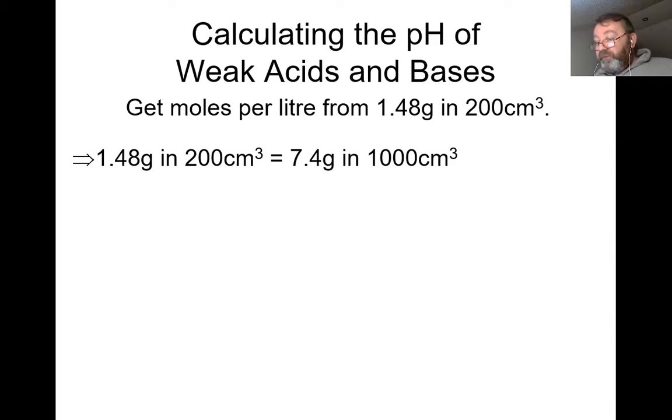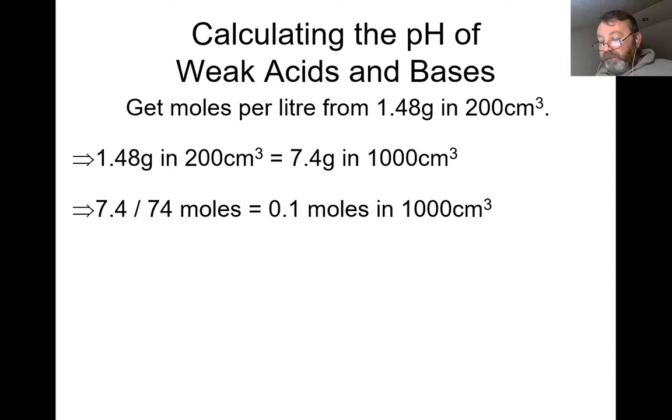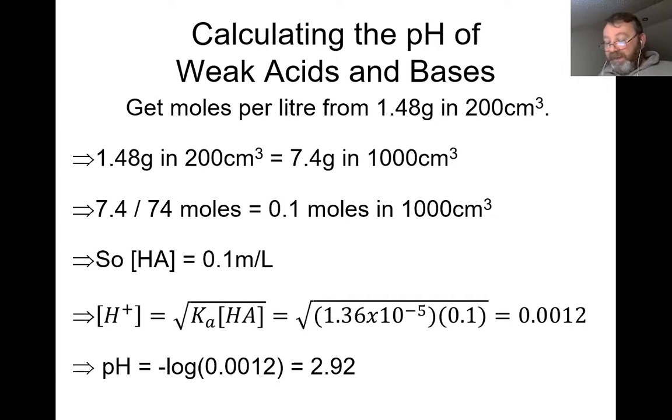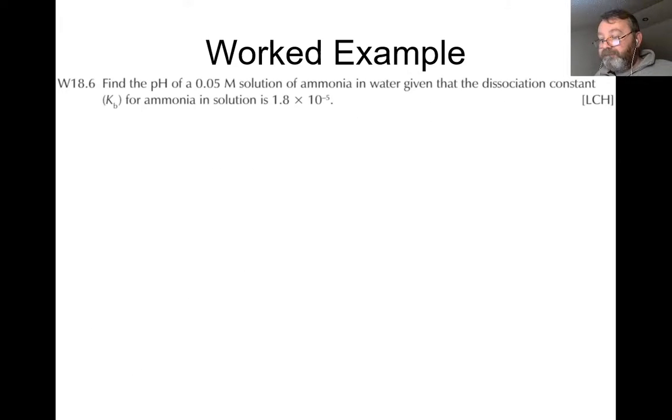Bring it up to a litre first of all, 7.4 in 1,000. Then turn the 7.4 into moles by dividing by the mass of propanoic acid, 74, and that gives you 0.1. So now you stick it into the formula to work out the hydrogen ion concentration, which is 0.012, as we said already, and finally then into the log formula, which is 2.92 as your pH.